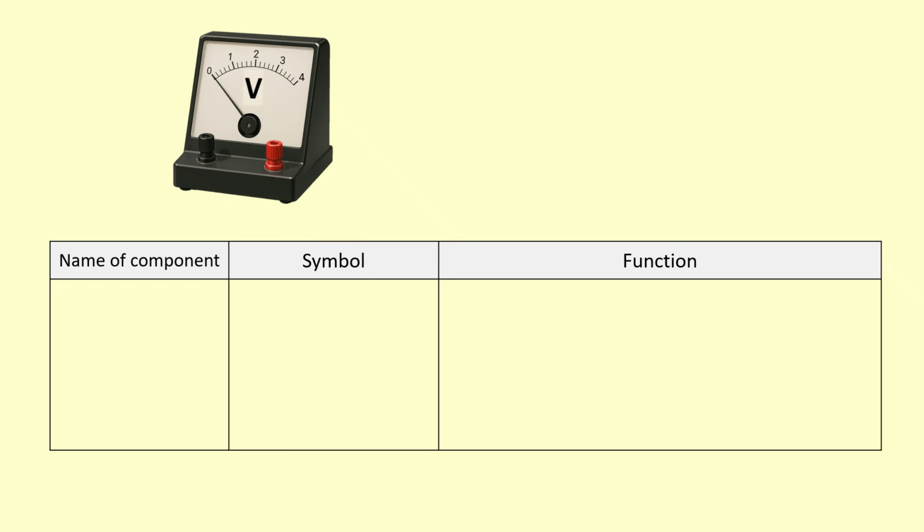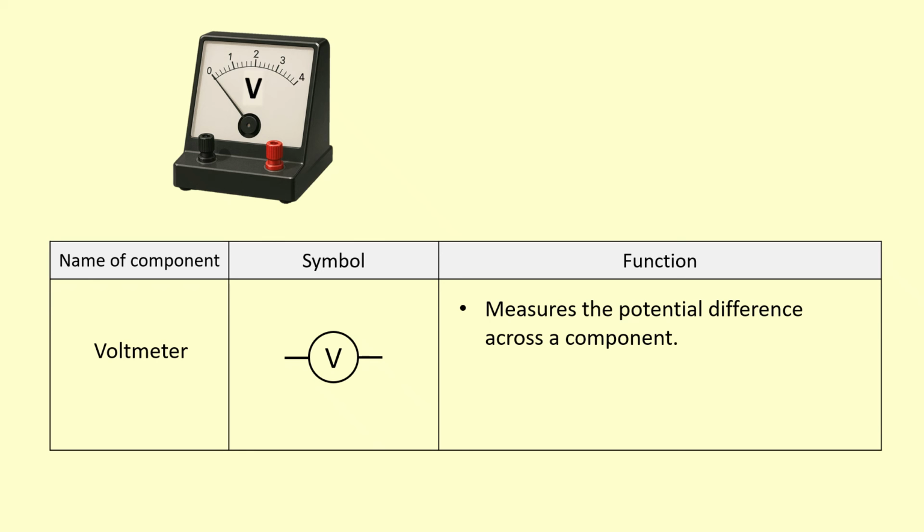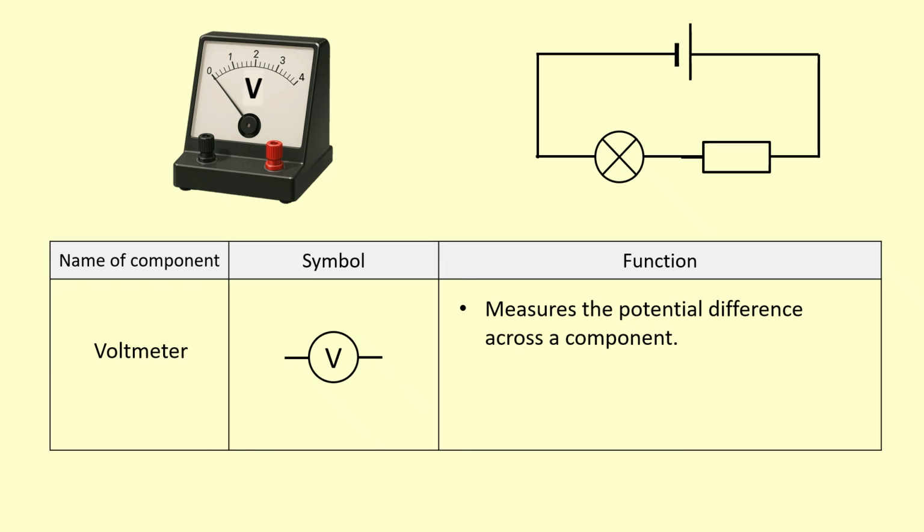This component here is clearly a voltmeter and is represented using a circle with a capital V, and it measures the potential difference across a component. Okay, so remember the key word here is difference between two parts of the circuit. So if I have a circuit here and I measure the potential difference or the voltage across the bulb, I would connect it in parallel with the bulb like this.